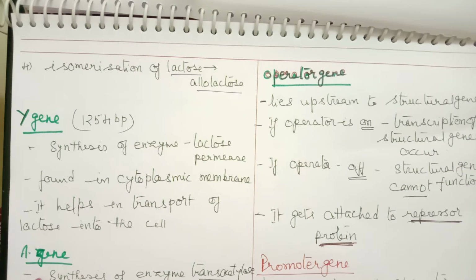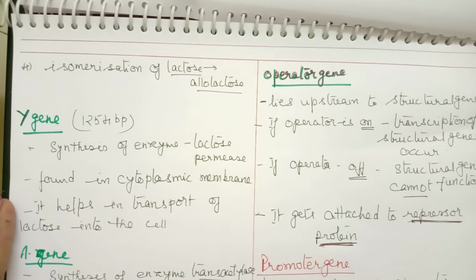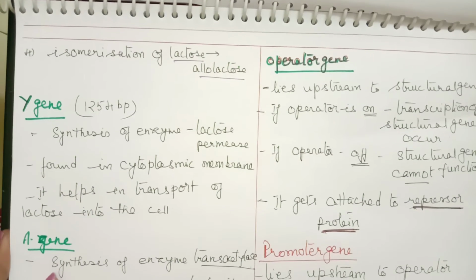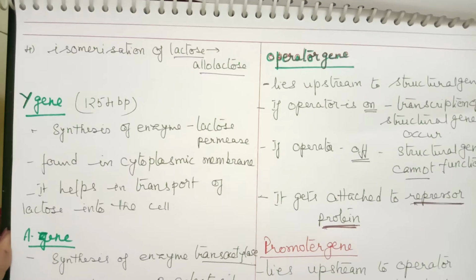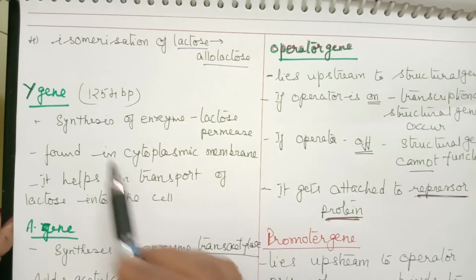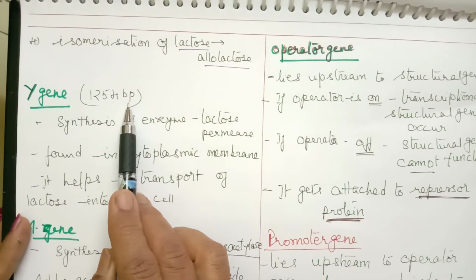So what are its functions? Beta galactosidase enzyme is produced by the Z gene. The gene is about 3075 base pairs in length. The enzyme will break down lactose into glucose and galactose, and it is also involved in isomerization of lactose to allolactose. Now the second structural gene is called Y gene, which is about 1254 base pairs.